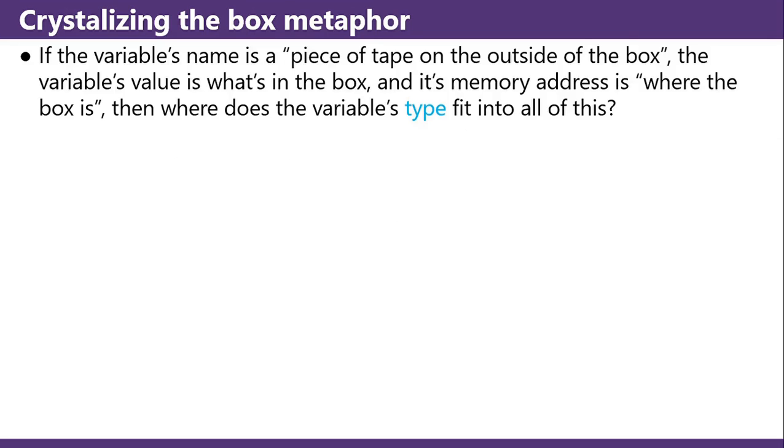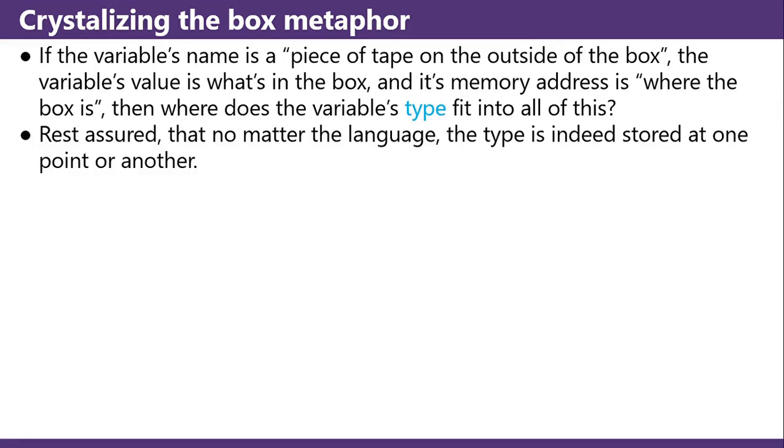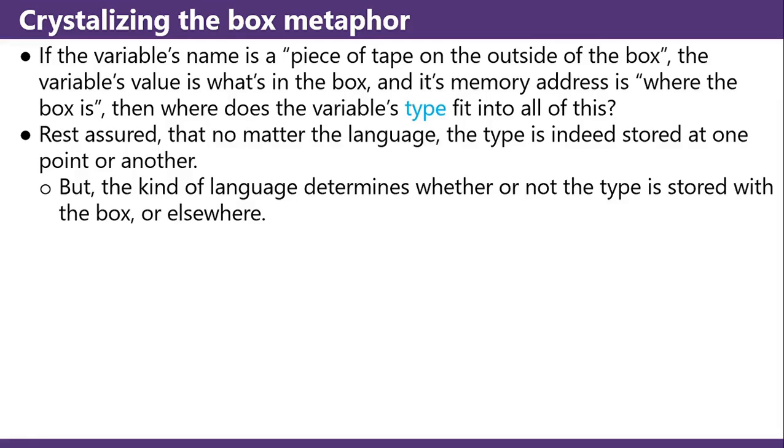If the variable's name is a piece of tape on the outside of the box, the variable's value is what's in the box, and its memory address is where the box is, then where does the variable's type fit into all of this? Rest assured that no matter the language, the type is indeed stored at one point or another, but the kind of language determines whether or not the type is stored within the box or elsewhere.